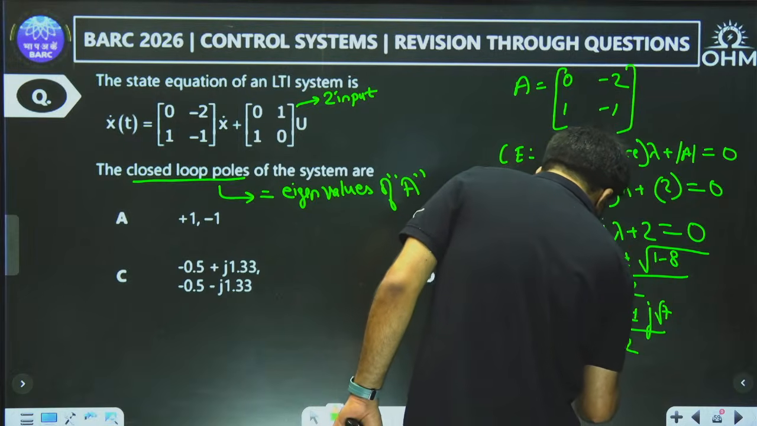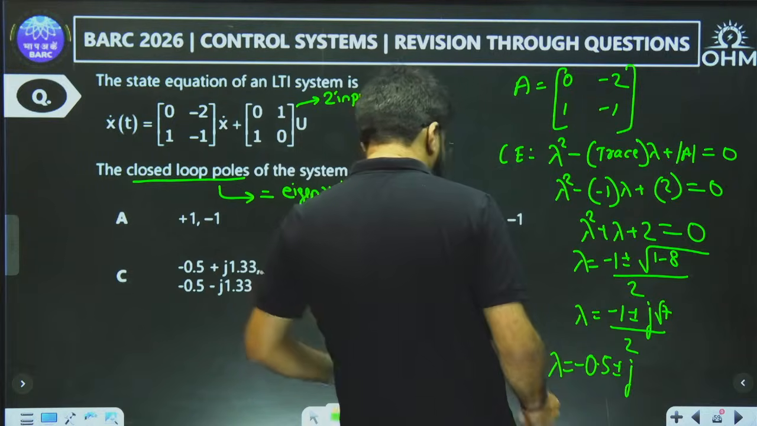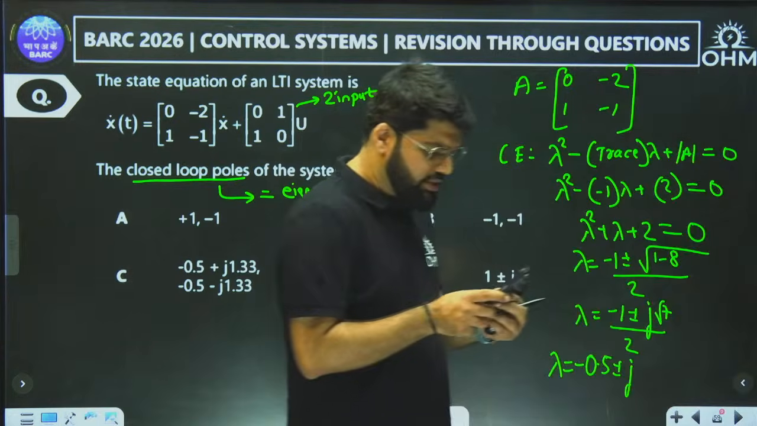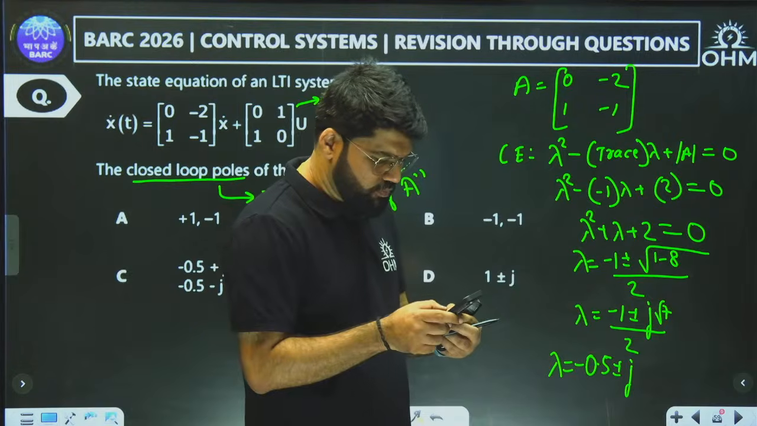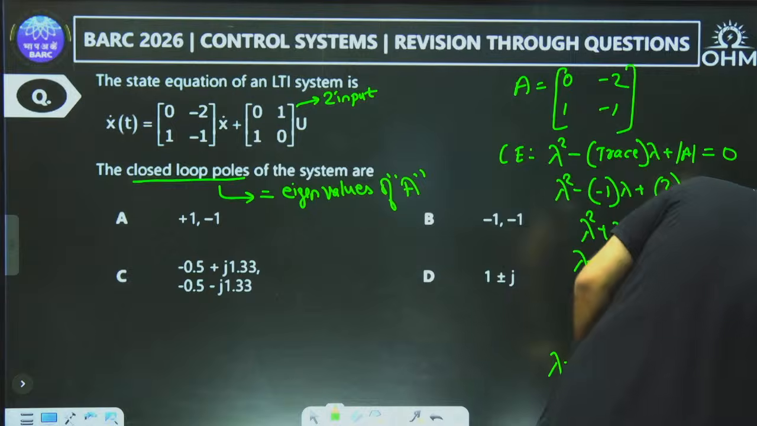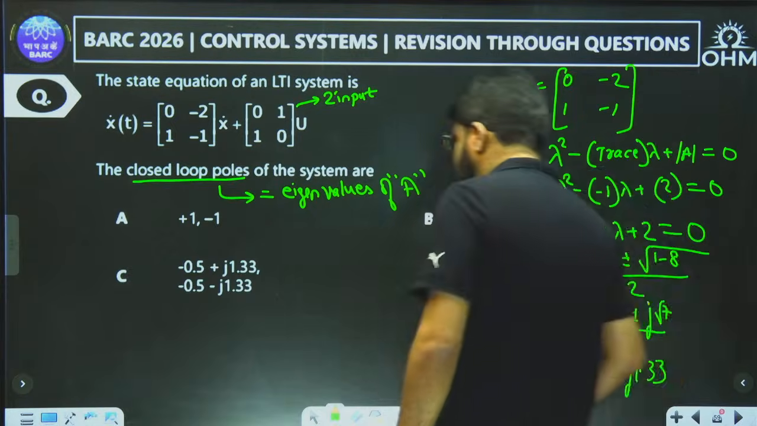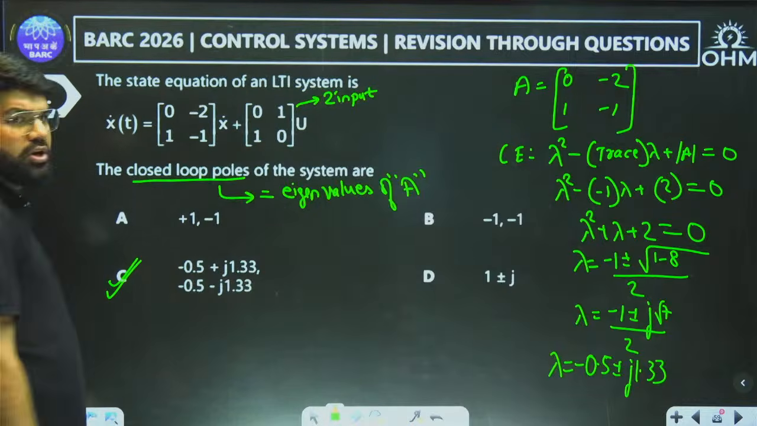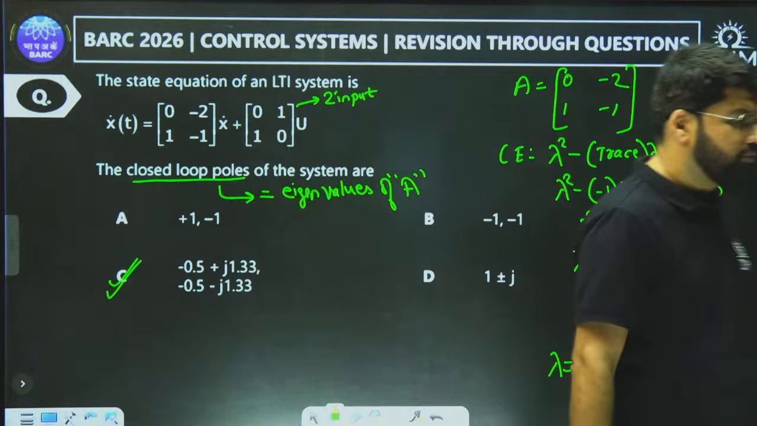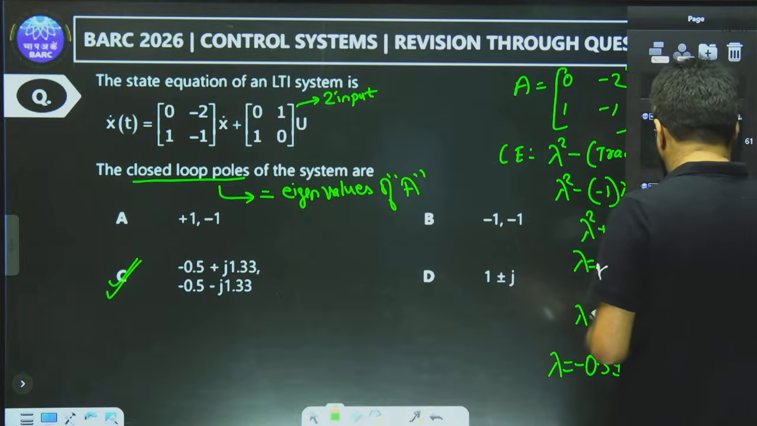So lambda is minus 0.5 plus minus j. This is minus 0.5. If I calculate this value, I should get this number. What is the number? Root 7 divided by 2, approximately 1.33. Plus minus j 1.33. Option number C, directly. Yes, Samukha correct, Harshvardhan correct. Option number C here. Next variety of question.